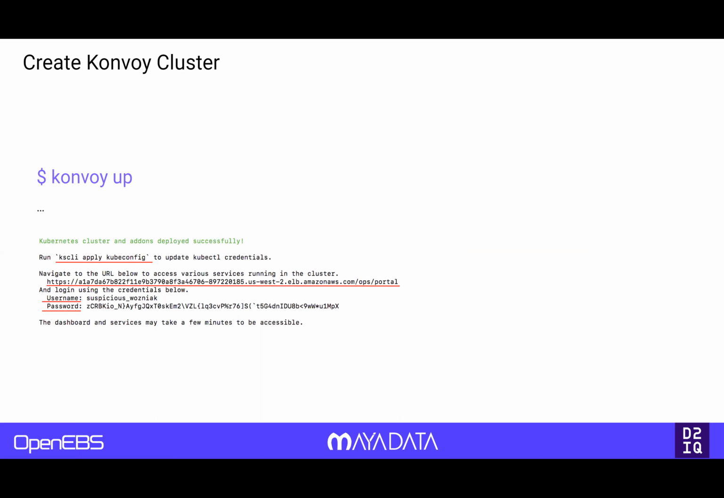So Konvoy up really creates you a cluster, right? And so you run the command, and in the end you get some output that gives you 2 things. One is basically the URL to our ops portal, right? And along with the credentials, right? And the other one is basically a command to update the kube config, so that you can just use regular kubectl from your command line to interact with the cluster. Next slide.